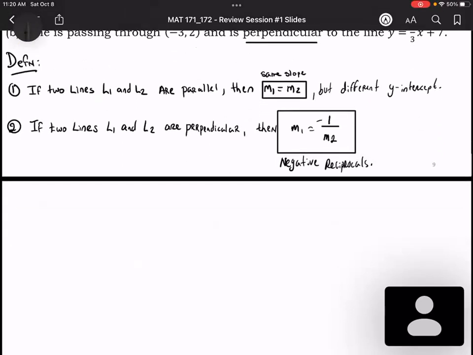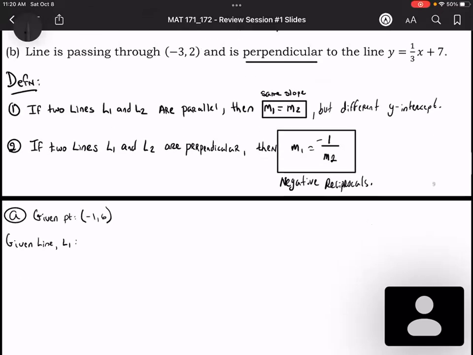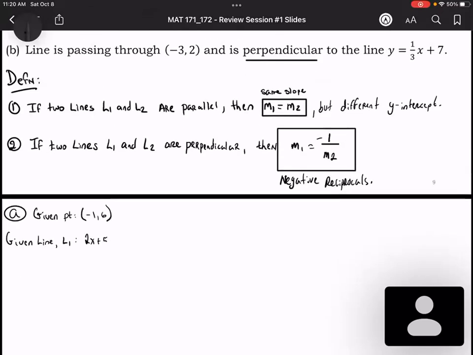So let's look at part A. We have the following information. I'm just going to rewrite some of the stuff so I don't have to keep going back and forth. The given point was (-1, 6). The given line, which you call L1, the first line, was 2x + 5y = 8. And what we're trying to do is find line 2, given that L1 and L2 are parallel.